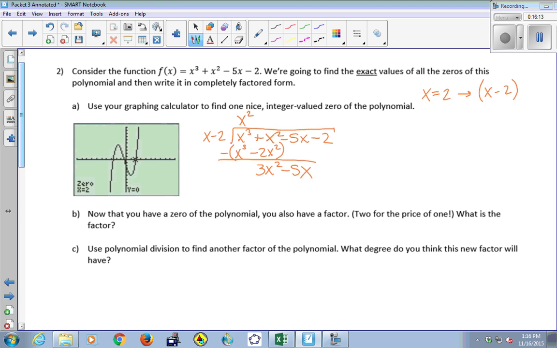What would I multiply x by to make 3x squared? 3x. So then multiply 3x times x minus 2. You have to distribute it to both terms. So 3x times x is 3x squared. 3x times negative 2 is negative 6x. And subtract. 3x squared minus 3x squared is 0. Negative 5x minus negative 6x is x. Bring down the 2, the minus 2. And x minus 2 goes into x minus 2 one time. And subtract, and I get a remainder of 0.